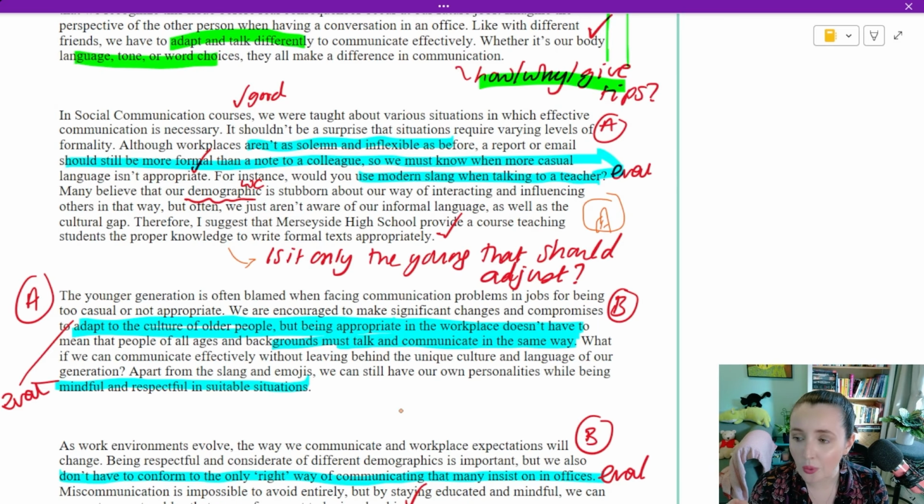Evaluation. Right? We don't all have to be the same. Middle ground, therefore evaluation. What if we can communicate effectively without leaving behind the unique culture and language of our generation? Apart from the slang and emojis, we can still have our own personalities while being mindful and respectful in suitable situations. So that's some evaluation. This idea of just because you've got an emoji doesn't mean you're not being respectful. You can still keep your personality and be formal, be respectful.